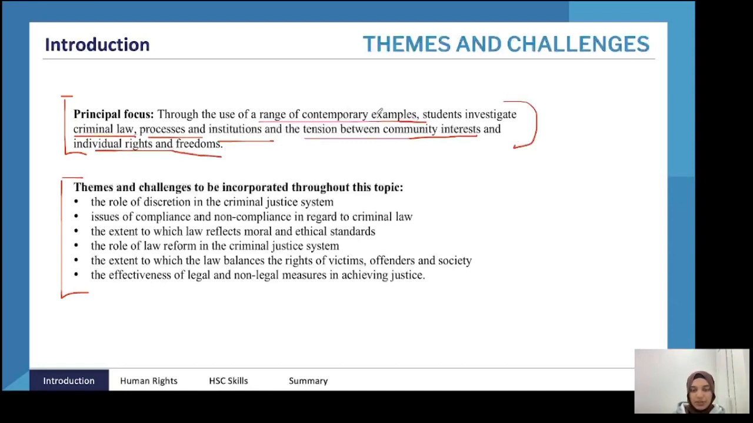Contemporary examples, we know we're looking at the LCMID there, so legislation, cases, media, international instruments and documents. We've then got investigate criminal law, the processes, the criminal investigation process, the trial process, all of that, as well as different institutions.